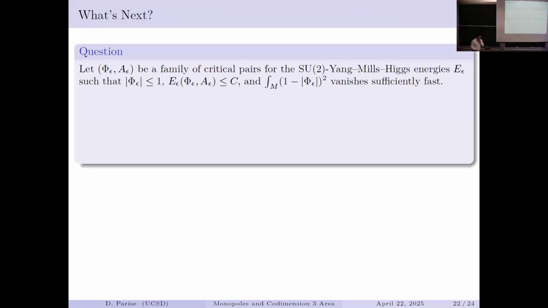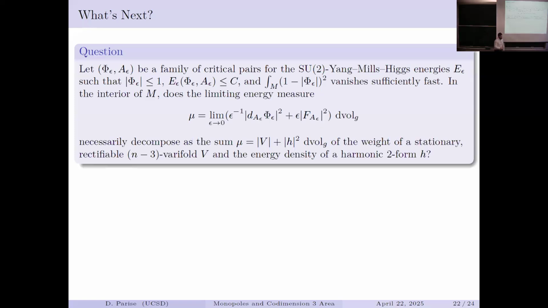So let me conclude with a couple of questions. This is a gamma convergence theory. We effectively proved that these functionals indexed by epsilon converge in the limit to the mass functional, so the area functional over the singular submanifold. So this is a theory for minimizers. But what happens if we have a general family of critical points? An interesting question would be the following. If you consider a family of critical pairs for these energy functionals with, let's say, uniformly bounded phi and uniformly bounded energy, such that this specific hypothesis is satisfied, then do we have that the following measures, when we pass them to the limit, converge to a stationary rectifiable n-3 varifold, plus a certain diffuse part?